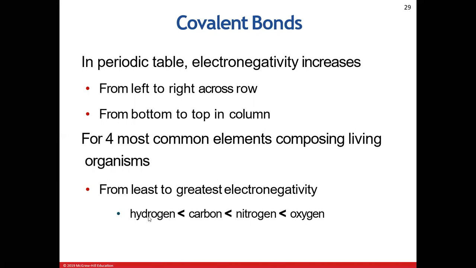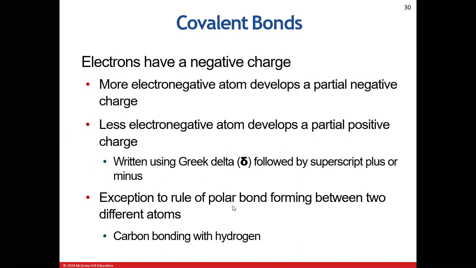For four of the most common elements composing living organisms, we're going to see where the greatest electronegativity falls. So I should start with oxygen. Oxygen has a greater electronegativity than nitrogen, which has a greater electronegativity than carbon, which has a greater electronegativity than hydrogen, okay? And so when we look at this, electrons tend to have a more negative charge. As an atom's electronegativity develops, it's going to develop a partial negative charge. The less electronegative atom tends to develop a slightly more positive charge.